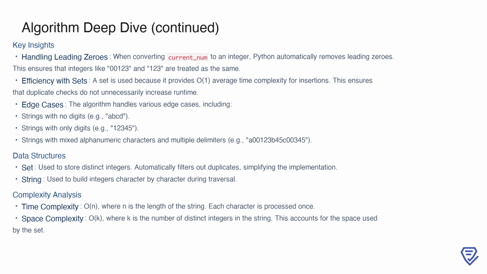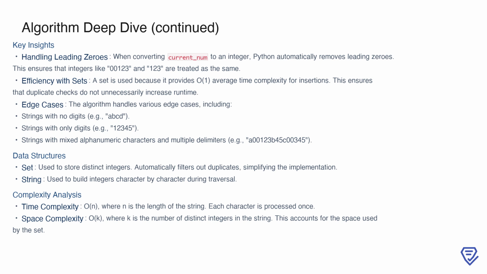Second, using a set is highly efficient because it handles duplicate integers automatically and operates with an average time complexity of O(1) for insertions. This ensures our algorithm remains fast even with large inputs. Additionally, the algorithm gracefully handles edge cases, such as strings with no digits, strings made entirely of digits, or strings with mixed alphanumeric characters and multiple delimiters.